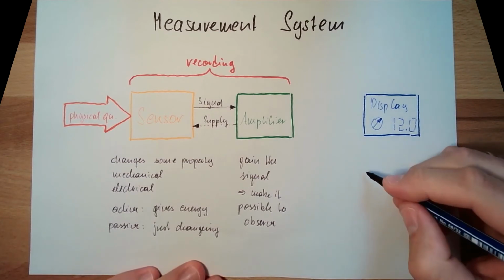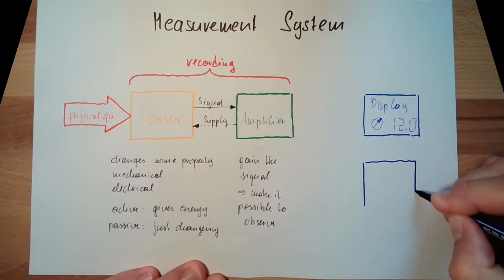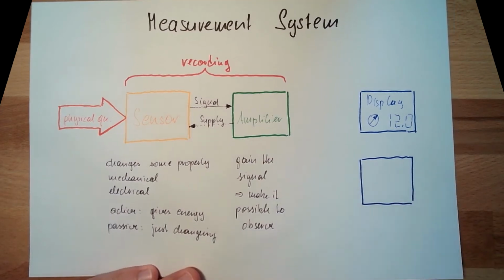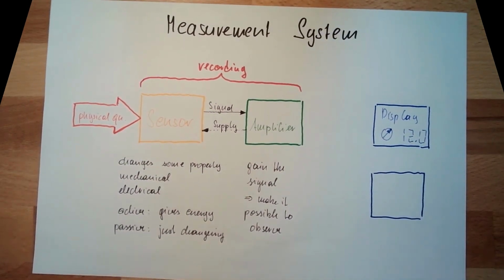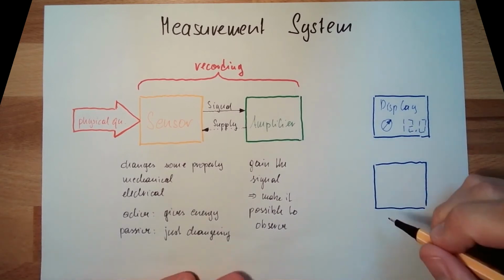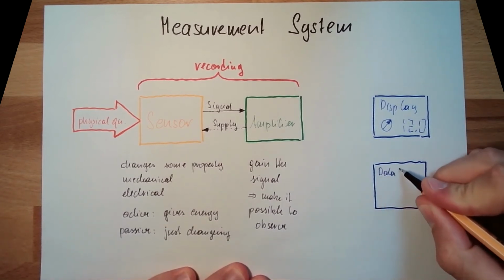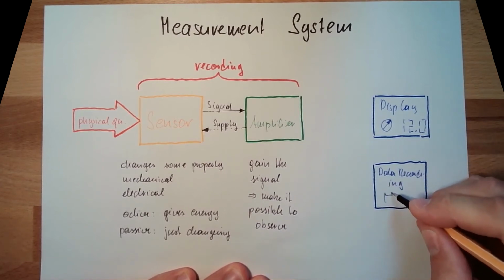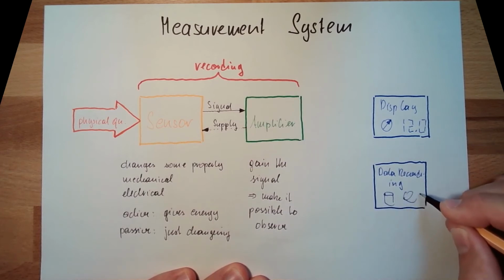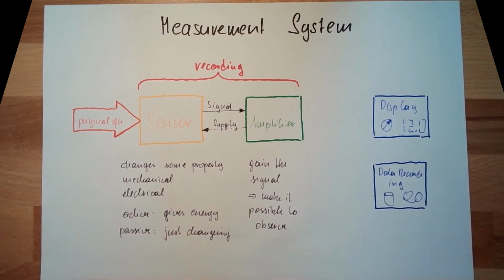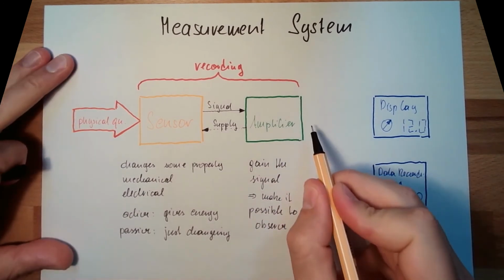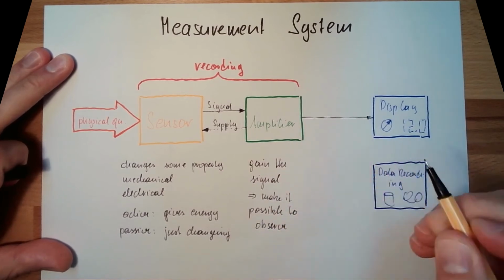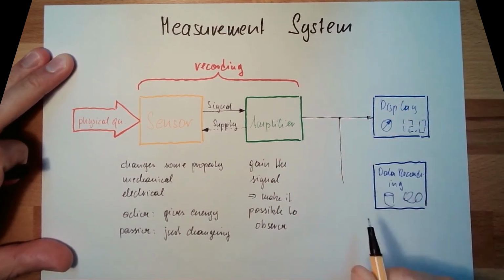Then there might also be the possibility of computers, databases and so on. Data recording. There might be hard drives, there might be databases, there might be tapes, whatever. With the signal now strong enough, we can go to displays, we can go to data recording devices and so on.